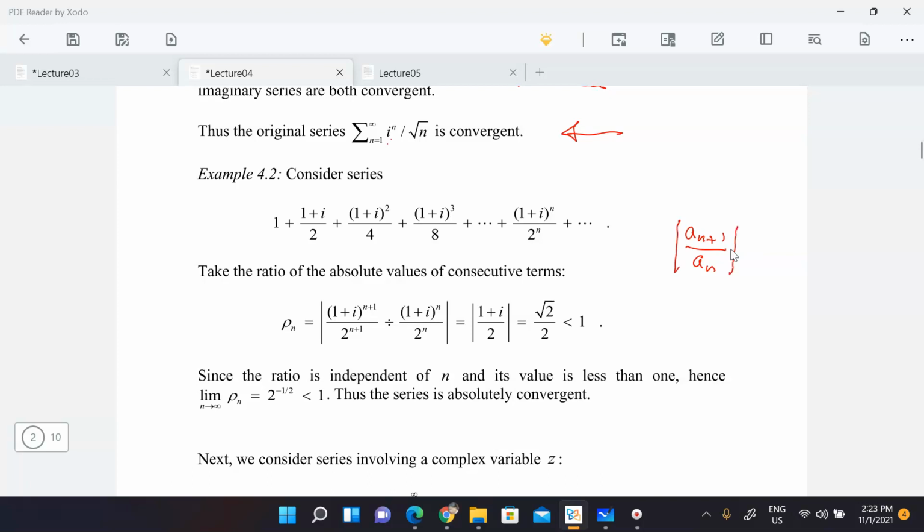If you look at this particular case, the n plus 1 term and the n term, the powers essentially cancel off, so you get 1 plus i on top and on the denominator you have simply 2. Then you take the absolute value: 1 plus i gives square root of 1 squared plus 1 squared, which is square root 2, and the absolute value of 2 is simply 2. So you get square root 2 over 2, which is less than 1. In other words, this series by the ratio test would be absolutely convergent.